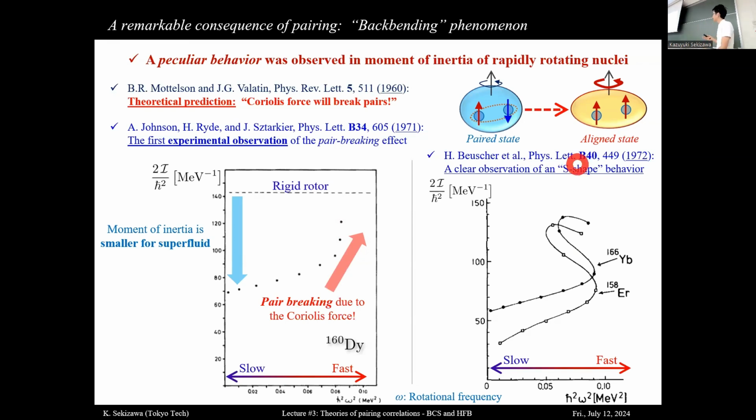Others are reactions, for instance. When two nuclei collide, there is some transfer of two nucleons, and there is an enhancement of pair transfer because of the Cooper pairing. There are many phenomena related to the pairing, and now I will explain how to describe those pairing correlations in the microscopic mean field framework.